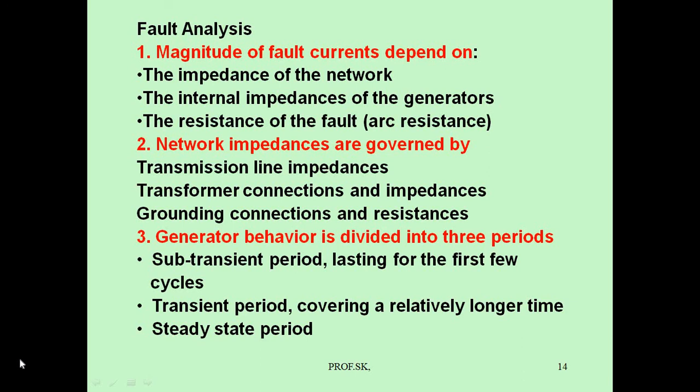Fault analysis. First point, the magnitude of fault currents depends on first the impedance of the network, second the internal impedance of generators, and third the resistance of the fault arc. Second, network impedances are governed by transmission line impedances, transformer connections and impedances, and grounding connections and resistance.